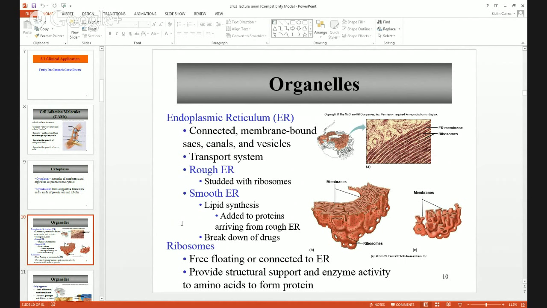The rough ER is studded with ribosomes, and the ribosomes are the site of protein synthesis. The smooth ER, on the other hand, has no ribosomes on it. It's a site of lipid synthesis. Those lipids will be added to proteins arriving from the rough ER. The ribosomes themselves are either free-floating or connected to the ER, and they provide structural support and enzyme activity to amino acids to form protein.